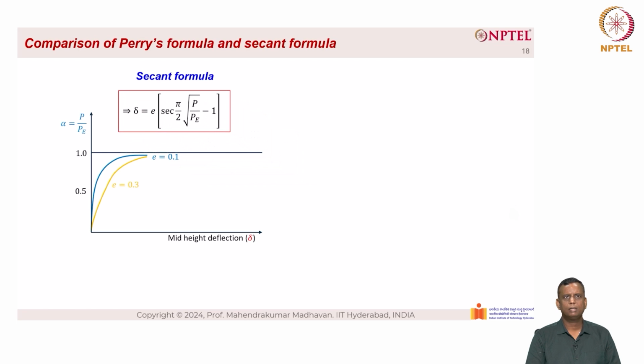Now, when we plot that with respect to mid-height deflection, we have delta, the mid-height deflection, on the x-axis, and alpha, the ratio of applied load divided by the Euler load. We have the following graph on the left-hand side. The e equal to 0.1 represents lower eccentricity and e equal to 0.3 represents higher eccentricity. Okay, look at the origin. The origin is at the same place where the curve starts.